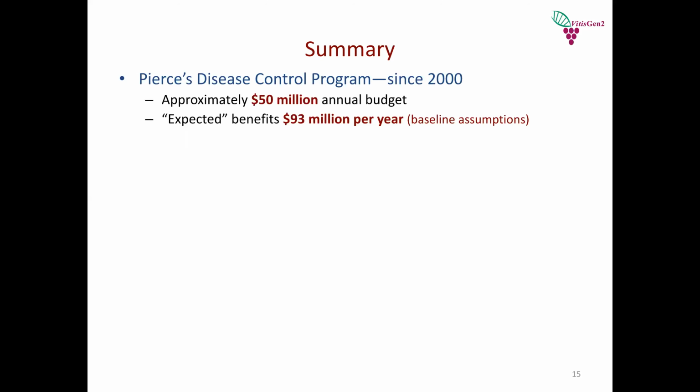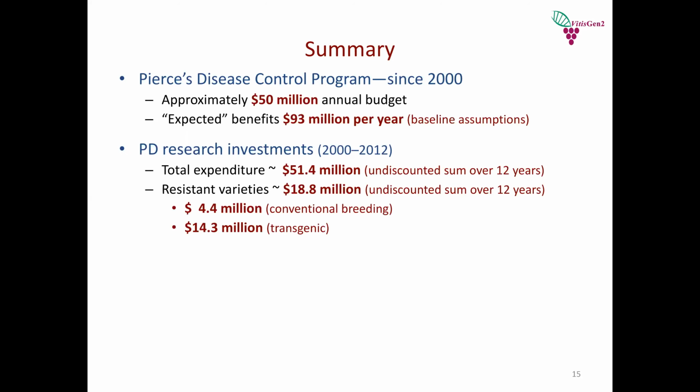We've published the papers that document in detail, but we estimated that since 2000, and this was up until 2011, that we were spending approximately 50 million per year in keeping the glassy-wing sharpshooter in Southern California. We estimated that was generating benefits on the order of 93 million per year, given that we had the Pierce's disease control program in place at the time. So that was paying for itself.